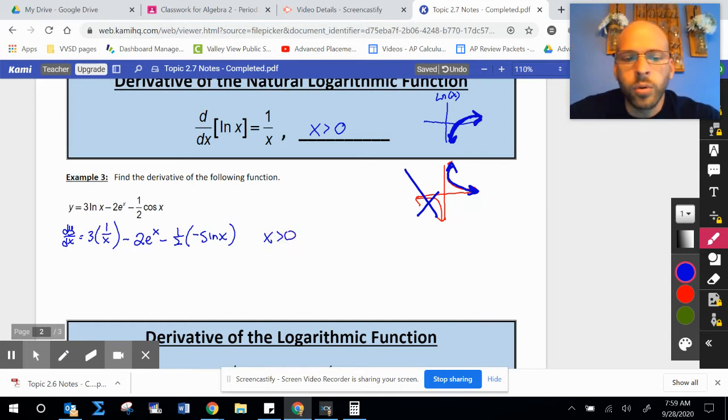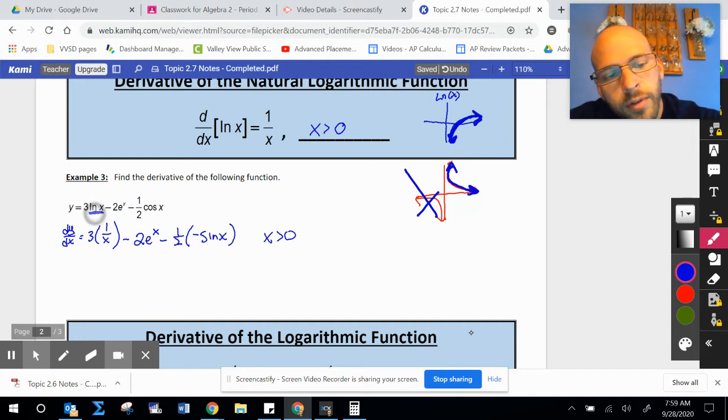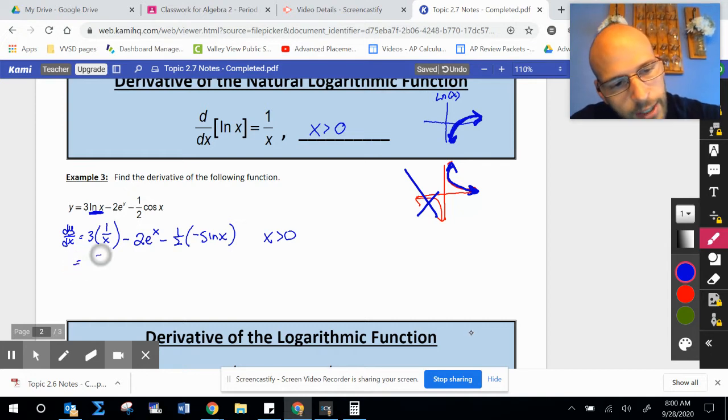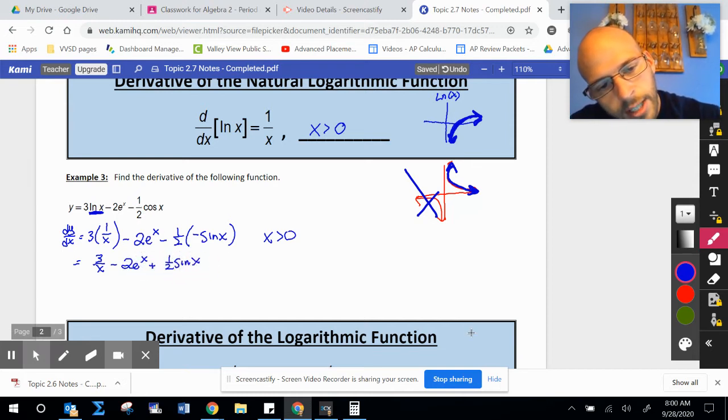And we need to put a disclaimer here. This derivative only applies when x is greater than 0. Why? Because we took the derivative of natural log. When you take the derivative of that natural log, it's now going to give you a restriction on your derivative. Okay, so if I do this, I now have 3 over x minus 2e to the x plus 1/2 sine of x, when x is greater than 0. But this is my derivative.